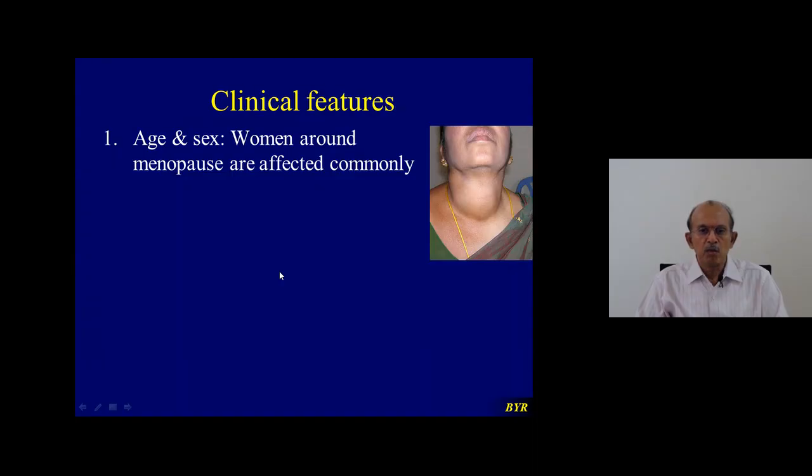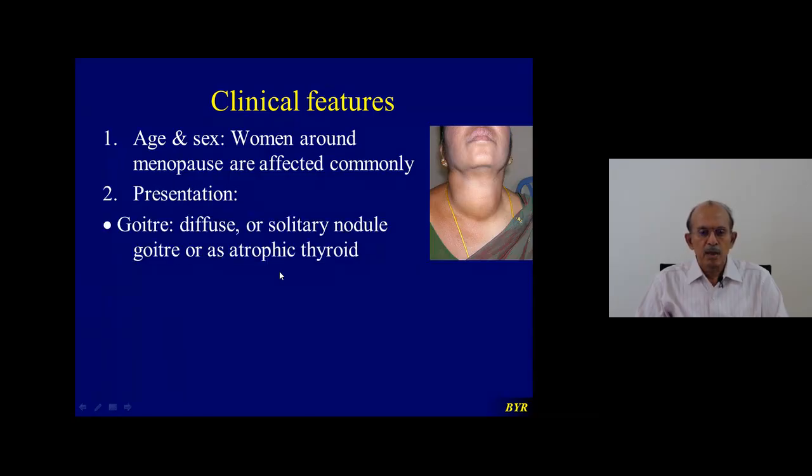Age and sex: women around menopause are commonly affected. Presentation as a goiter, diffuse or solitary nodule goiter, or atrophic thyroid. So when it becomes completely fibrous, it contracts and you won't feel the thyroid gland at all, but the patient will be having hypothyroidism. This is called non-goitrous hypothyroidism.